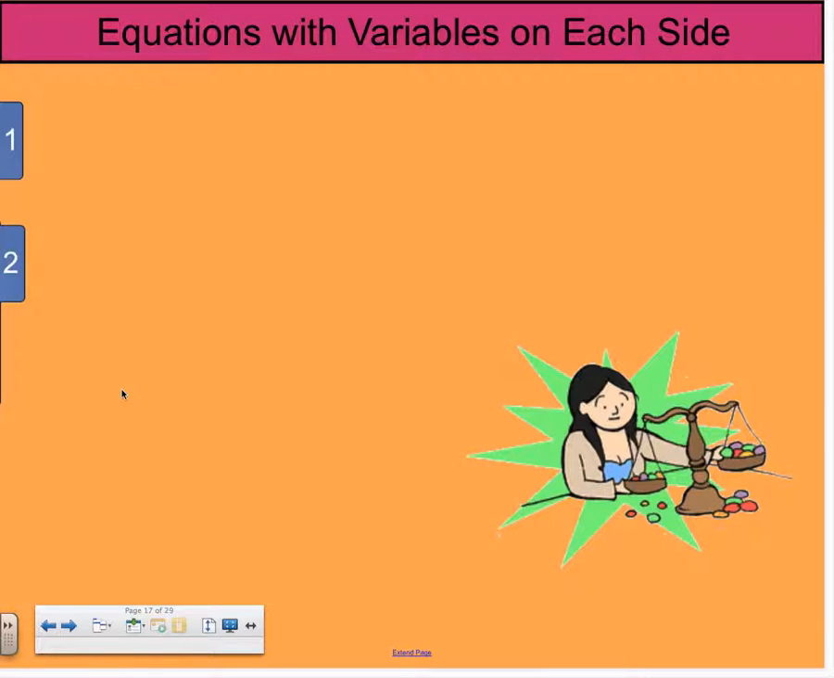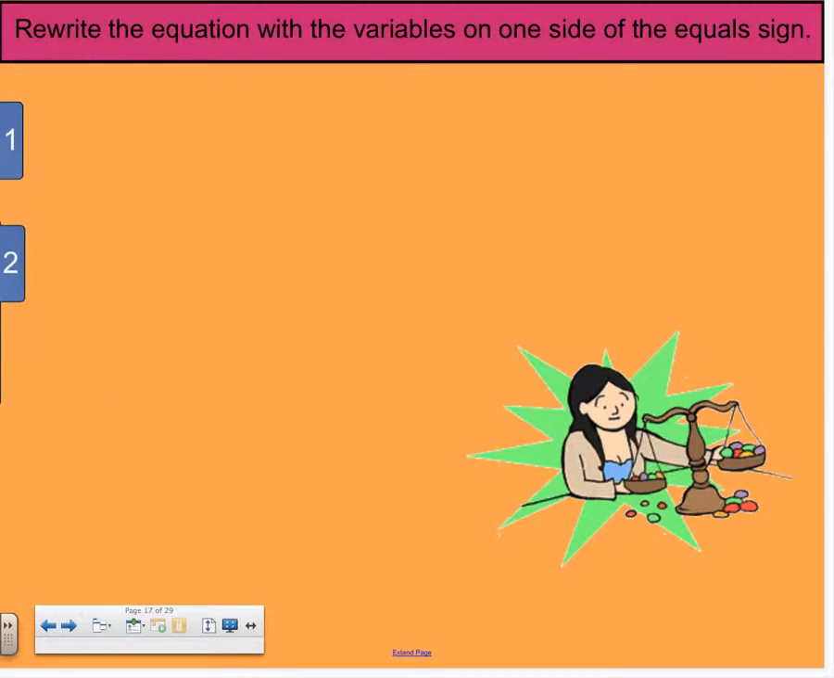So, what is the trick? What is the key to solving equations with variables on each side? All right? Well, we're going to rewrite the equation with the variables on one side of the equal sign. I need you guys to read that together with me. Rewrite the equation with the variables on one side of the equal sign.